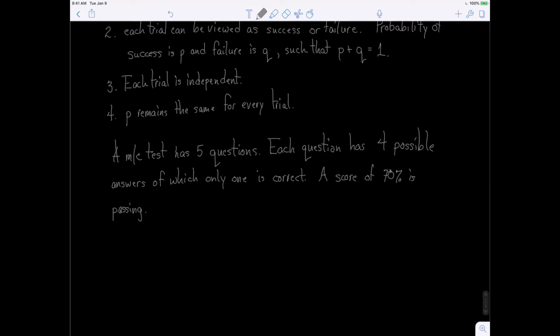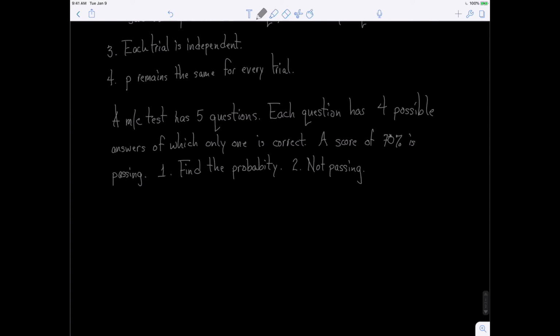So we're going to do this problem twice. One is find the probability of passing, and two, not passing. All right, here we go. Before we start this though, we need to think about this. Is a multiple choice test really a binomial experiment? The first thing we have to ask is, is there a fixed number of trials? So this is going to be our check.